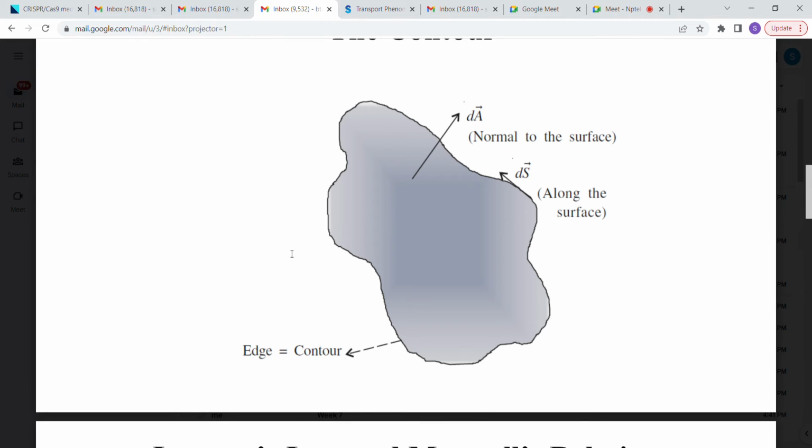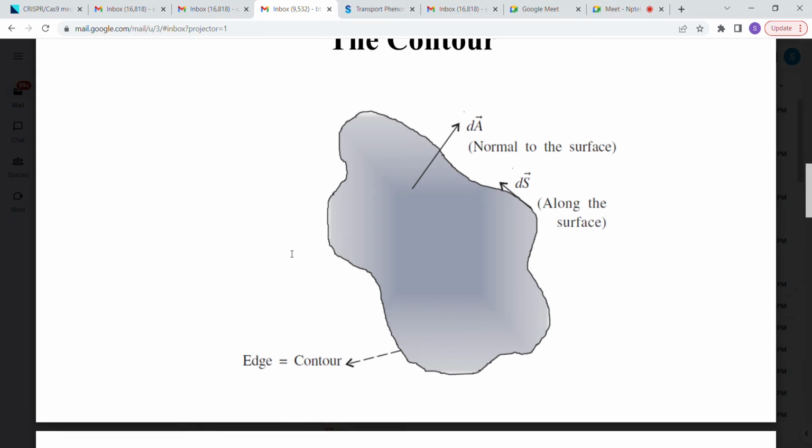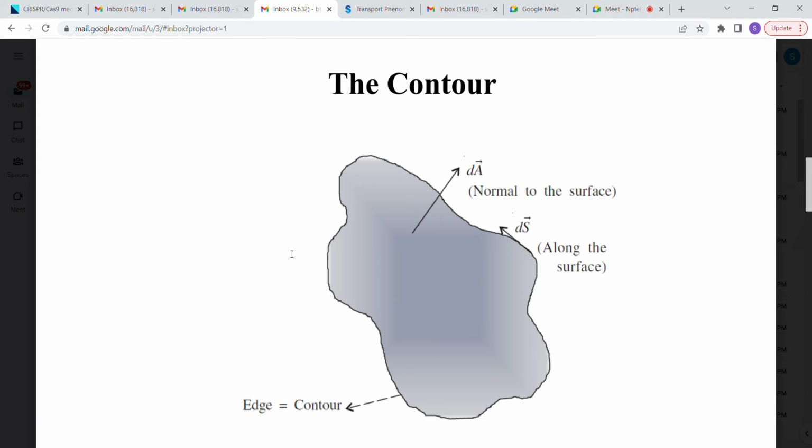Now, we are going to look at Maxwell's relations and the Lorentz relation. But before that, we will be looking at this diagrammatic representation of what we will be looking at mathematically in all these relationships that I just said. The contour. So basically, a contour is a complex shape, and there are two things here. Think of this thing in a three-dimensional way.